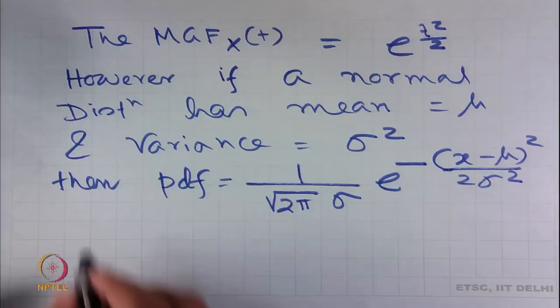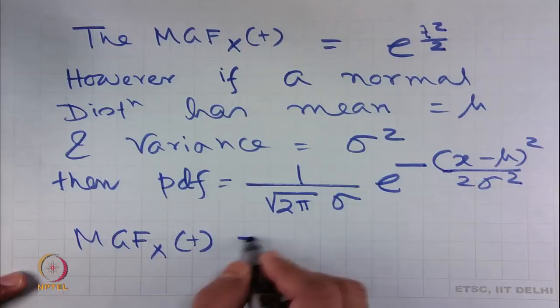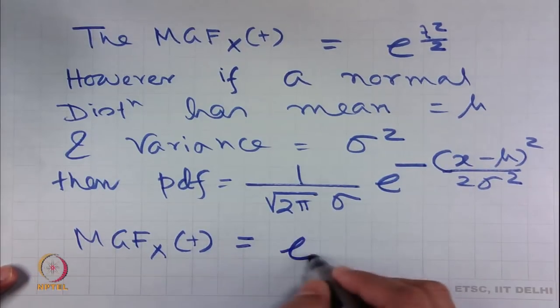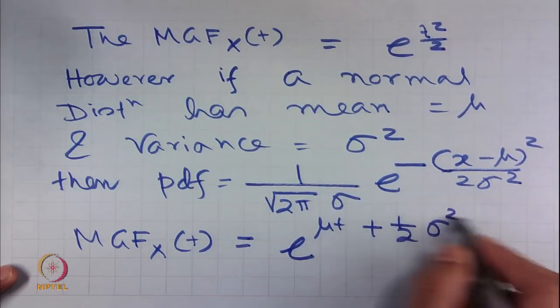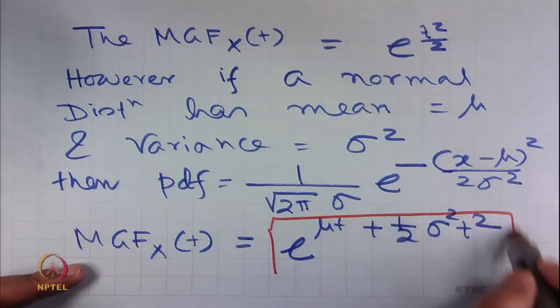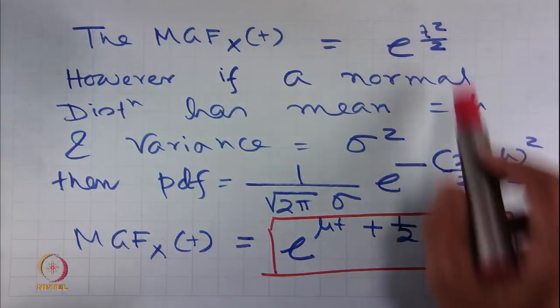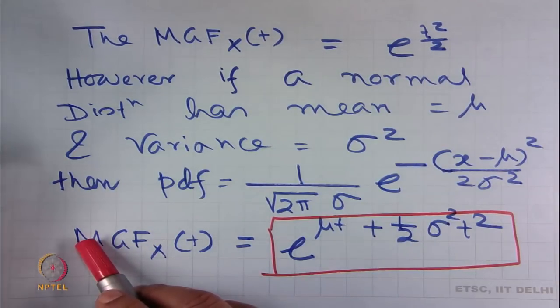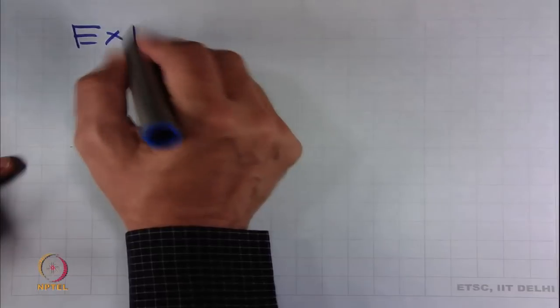In this case the MGF is going to be e to the power mu t plus half sigma square t square. If you put mu equal to 0 and sigma square equal to 1, you get the moment generating function for the standard normal random variable. Our next focus is on exponential distribution.